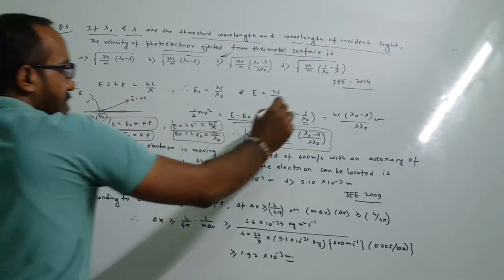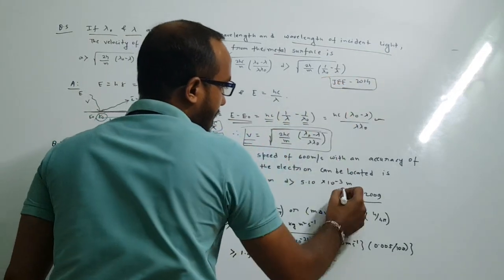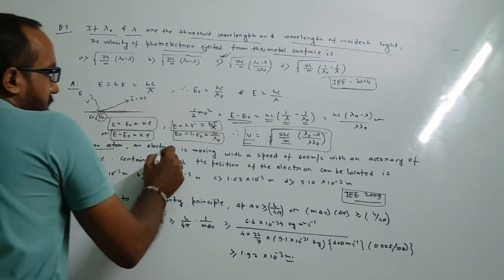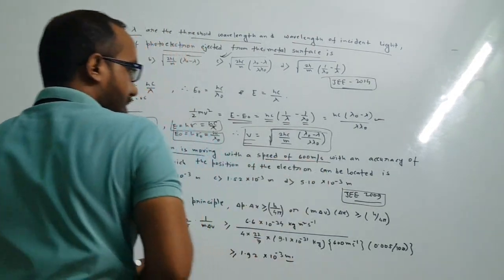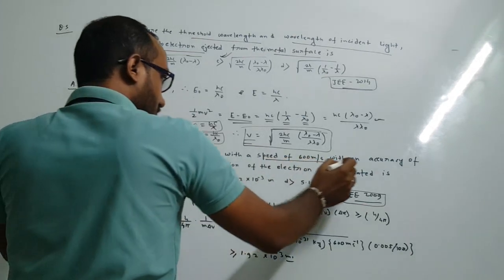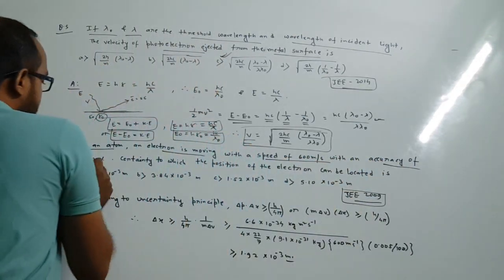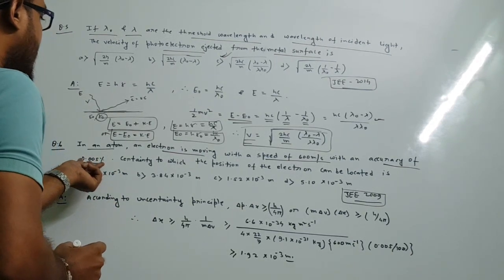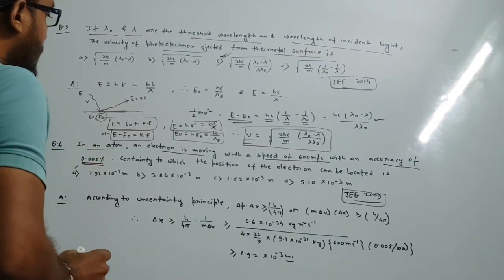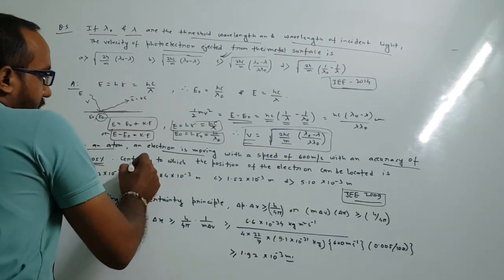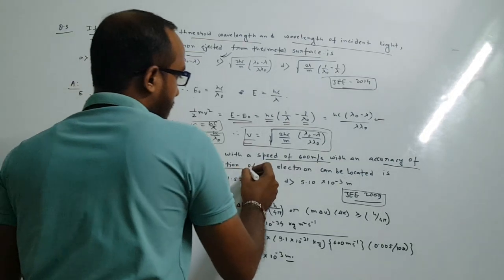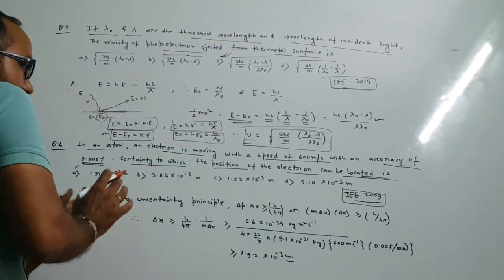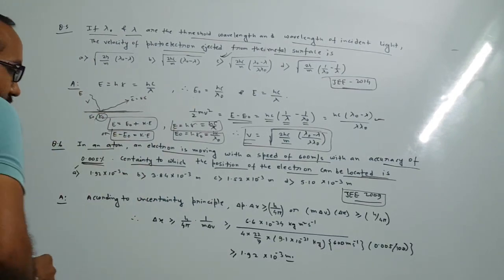Let us see, this problem came in JEE 2004-14 and this problem in 2009. In an atom, an electron is moving with a speed of 600 meter per second. The velocity is given with an accuracy of 0.005%. That means accuracy in velocity is given as 0.005%. Certainty to which the position of the electron can be located. That means they are asking about delta x.